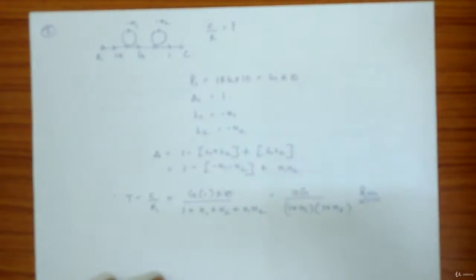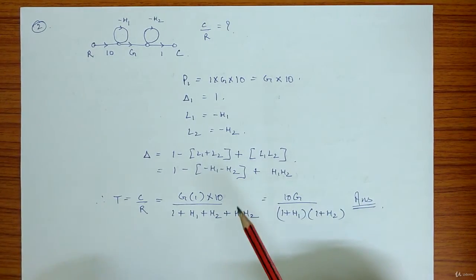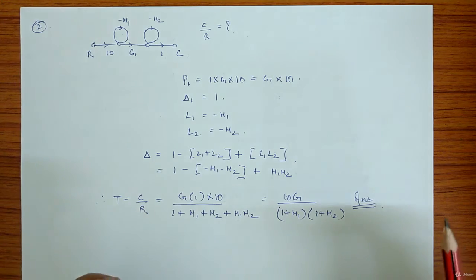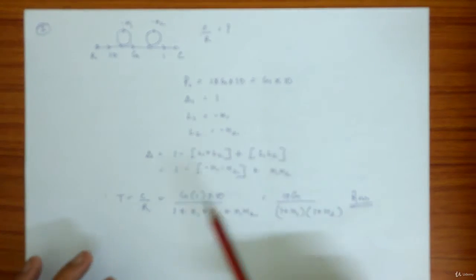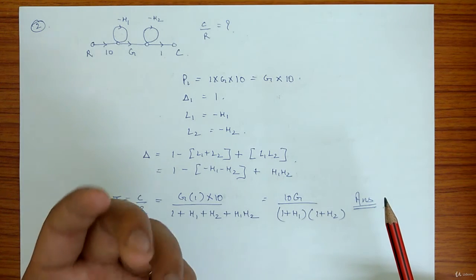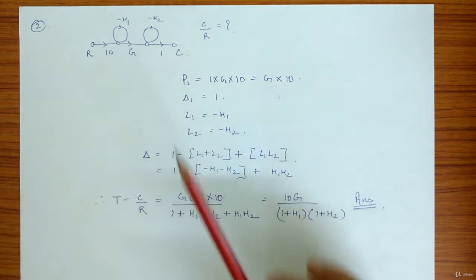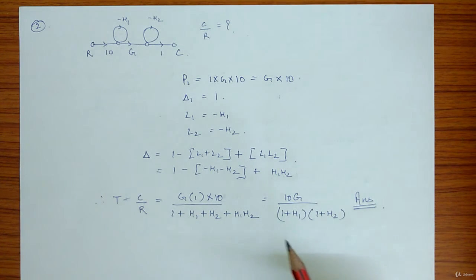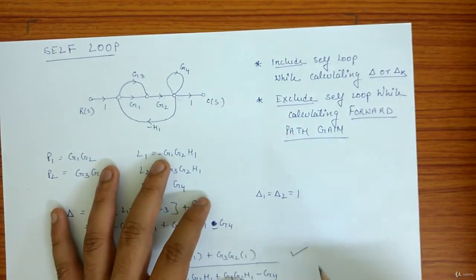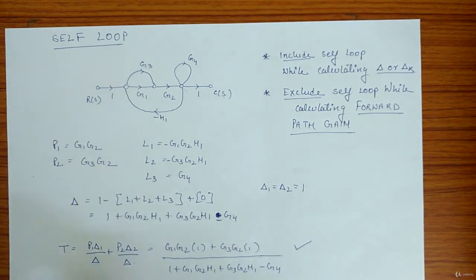So this will be my approach towards self loops all the time. Okay, so you can see the only thing you have to keep in mind is that while calculating the forward paths you have to exclude the self loops, and while calculating the delta and delta k you have to include the self loops. The rest of the concepts like non-touching and everything is the same. The only thing that changes is these two loops. So every time you face self loops you have to approach it in this way.